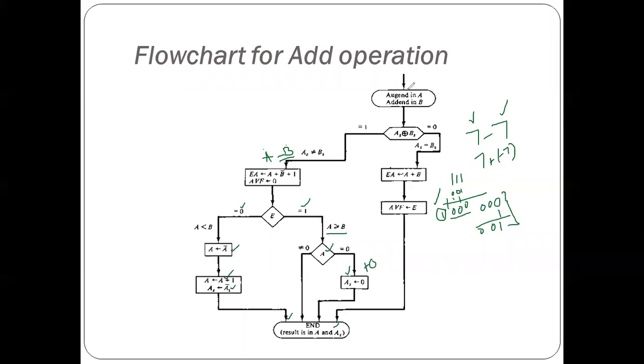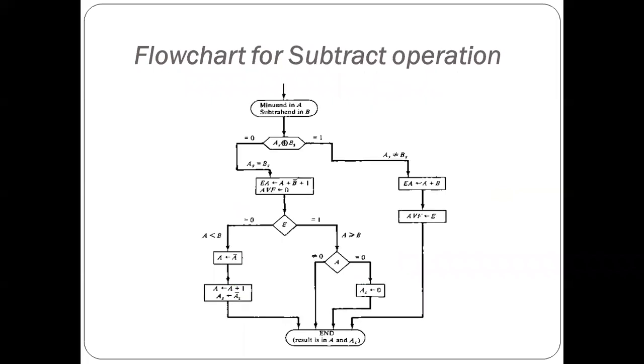Okay, this is addition. Now go for subtraction. So in case of subtraction, minuend in A, subtrahend in B. So I have to perform A minus B. Based on the signs of A and B, the signs here, AS and BS, I have performed XOR operation. And if both the signs are same, the result is 0. So you have to proceed by subtract side.